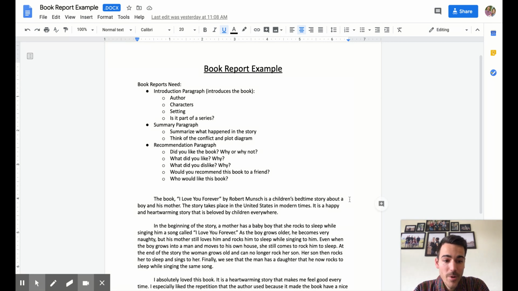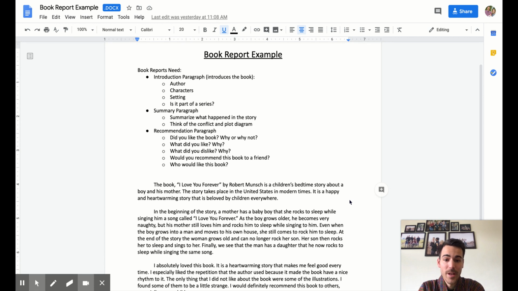That leads us to our summary. So our summary, we have to summarize what happened in the story. And I want you to be thinking about your plot diagram, your conflict, your protagonist and antagonist, how the story moves along. You need to say what happens for the whole story, beginning, middle, end, all of it. If it helps you, you can even start by saying in the beginning of the story, and then say in the middle of the story, and then at the end of the story. Your summary should be at least 4 sentences. It should probably be more like 6 if you're really giving enough information about your story.